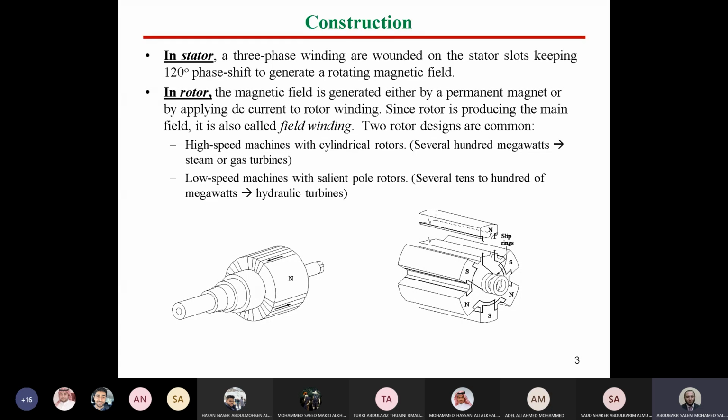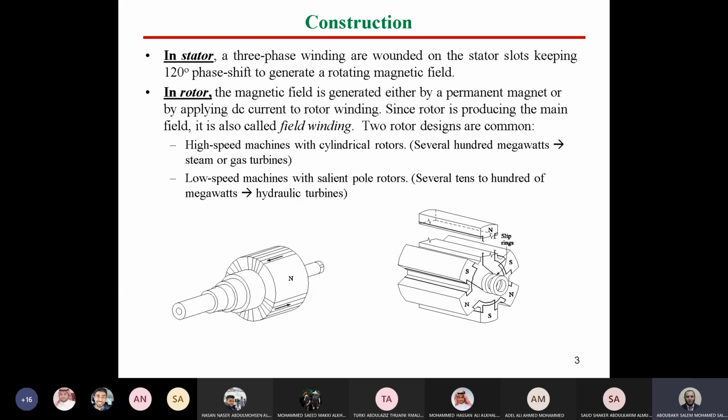So for the three-phase synchronous machine, we have three windings. Each winding represents one phase, and these three phases are wound on the stator structure, which has windings with an electrical phase shift of 120 degrees, okay? Because in a three-phase system, we need a phase shift of 120 degrees. So the windings are wound such that they have 120 degree electrical phase shift. This is for the stator.